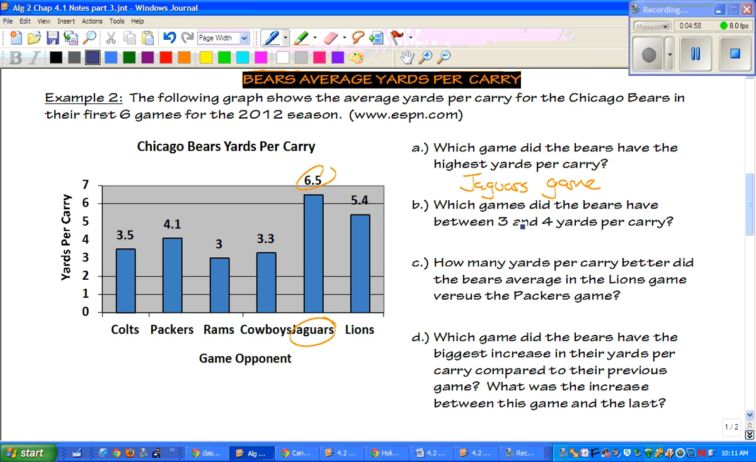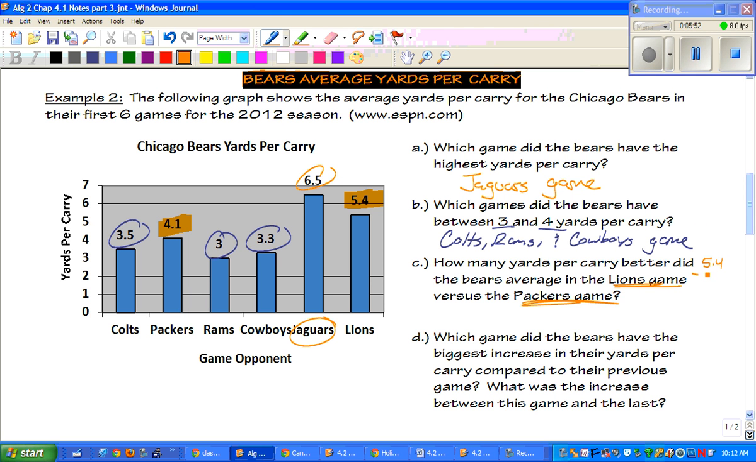Which game did the Bears have between 3 and 4 yards carried? Okay, so that's more than 3 and less than 4. So 1, 2, 3. So the Colts, Rams, and Cowboys game. How many yards per carry better did the Bears average in the Lions game versus the Packers game? So the Lions game and the Packers game. So what's the difference between those two? So you would do 5.4 minus 4.1, subtract those, and you would get 1.3 yards. Okay.